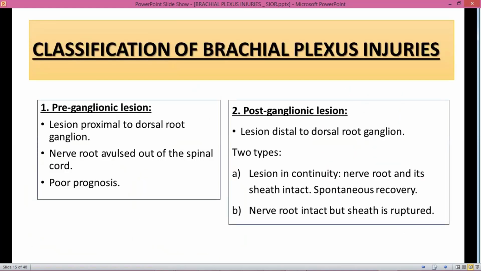Talking about the classification of brachial plexus injuries. Primarily there are two main types: a preganglionic lesion and a postganglionic lesion. What is a preganglionic lesion? If the level of the lesion or the injury is proximal to the dorsal root ganglia, it is called a preganglionic lesion. And if the nerve root is avulsed out of the spinal cord, there is a poor prognosis.